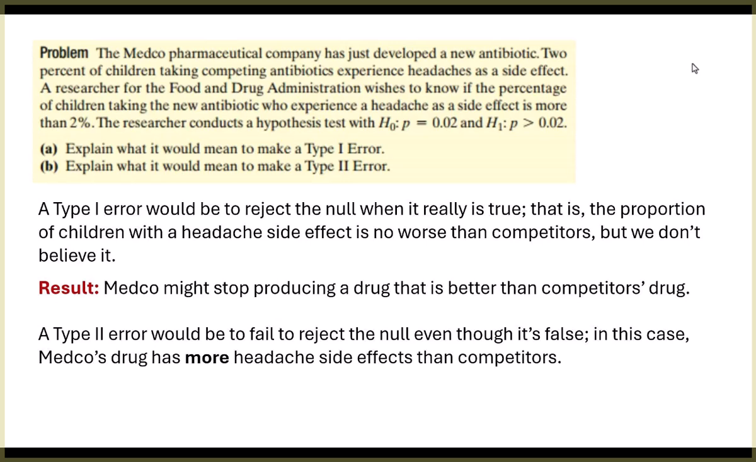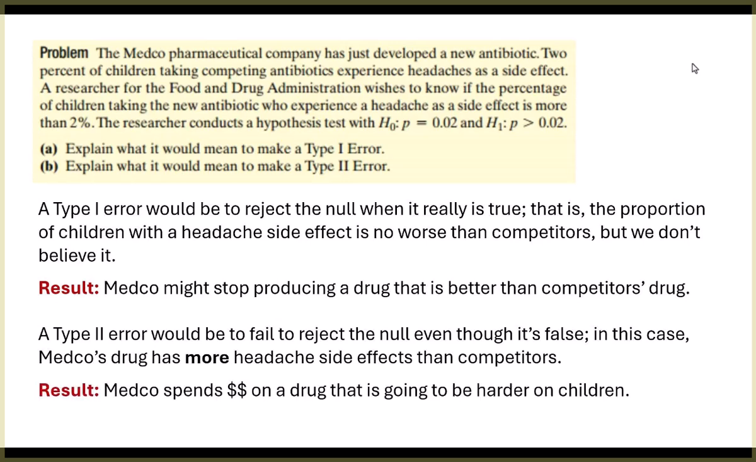All right, what's the result? Well, one of them is we spend a lot more money and we produce this drug, and then it gets out in the marketplace, and average people and doctors are going, boy, the headache rate for this drug is horrible. So doctors don't prescribe it anymore. We spent all that money. People have gone through the pain of more headaches. We're talking about kids here. That would be a type 2 error.